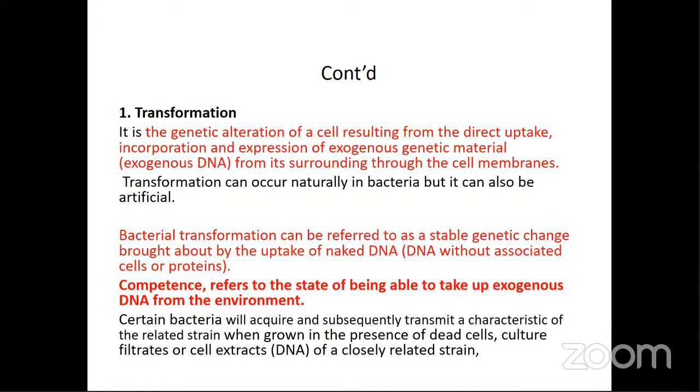Bacterial transformation can be referred to as a stable genetic change. Once it incorporates that DNA, then it becomes stable genetically. But the bacteria must be competent to be able to take up DNA from the environment. That is, for transformation to take place, the cells must be competent. So what is competence? Competence is the state of being able to take up exogenous DNA from the environment.